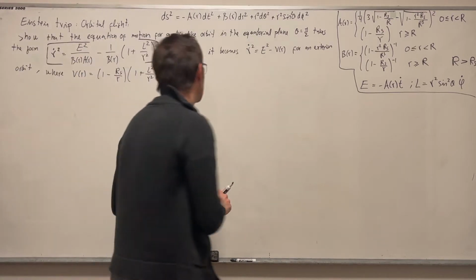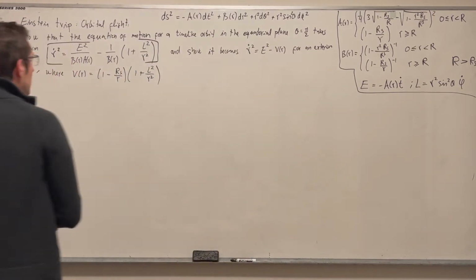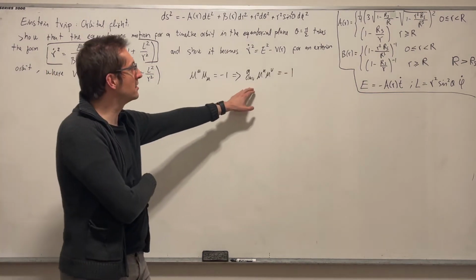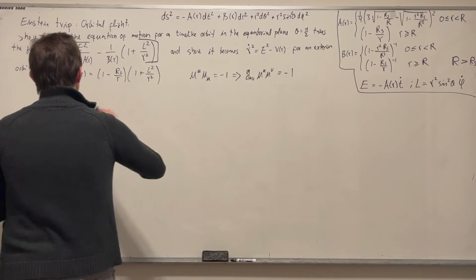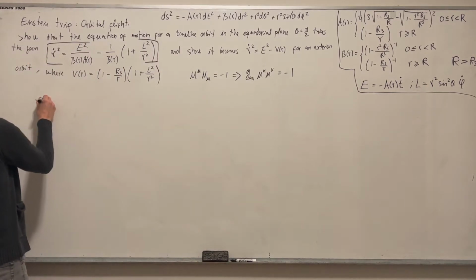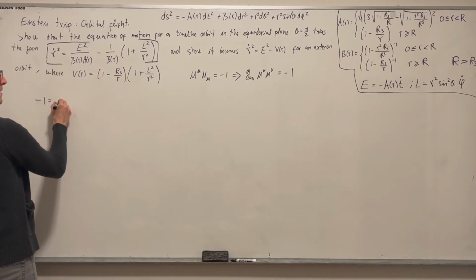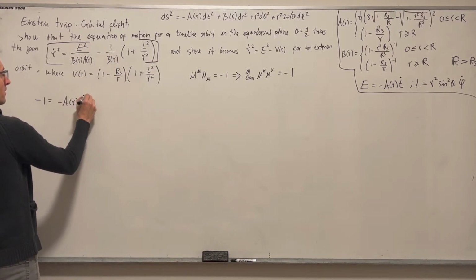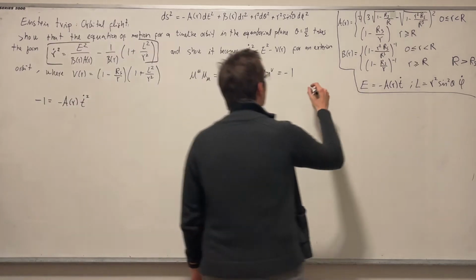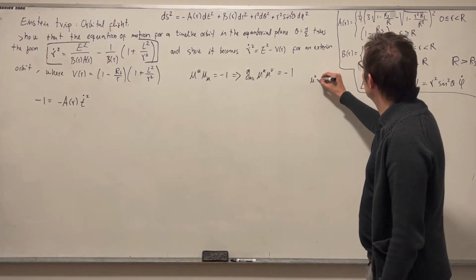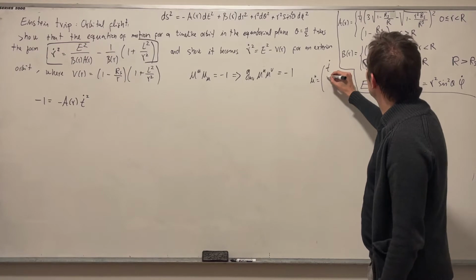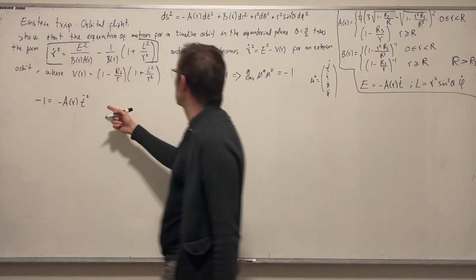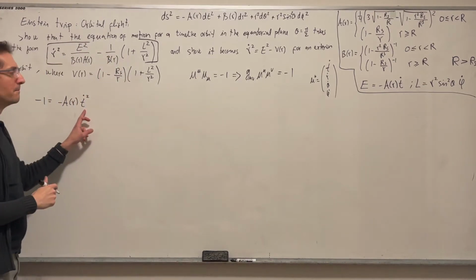Okay, that's not very difficult. So, first of all, we start from the normalization condition for the velocity. This condition gives me, when I expand it, minus 1 is equal to minus a of r times t dot squared, right? Because remember, u^mu is t dot, r dot, theta dot, phi dot. So this is u^mu u_mu, all right?